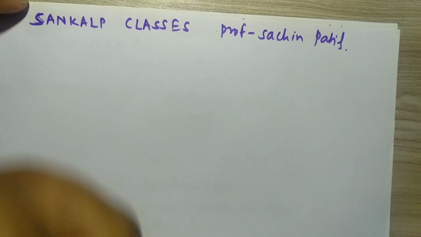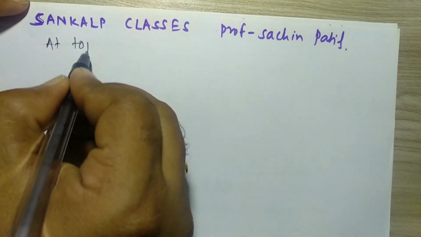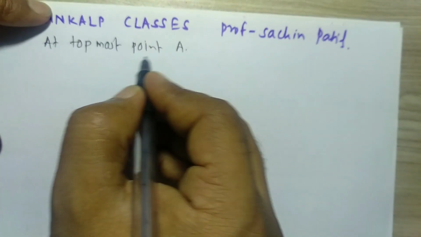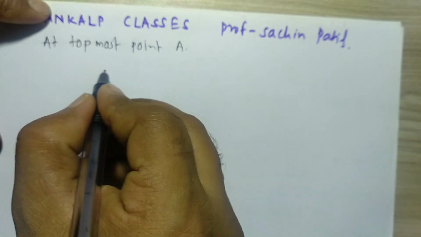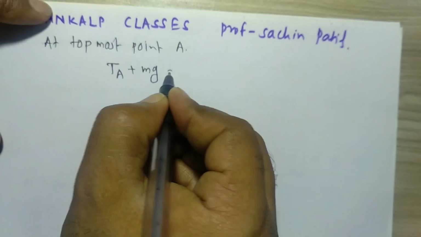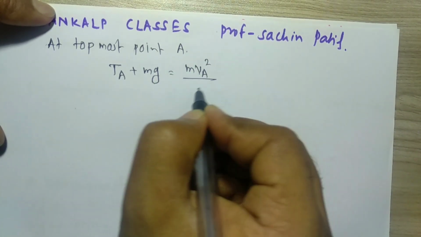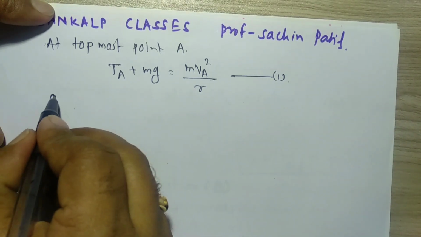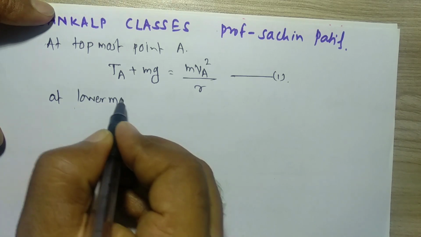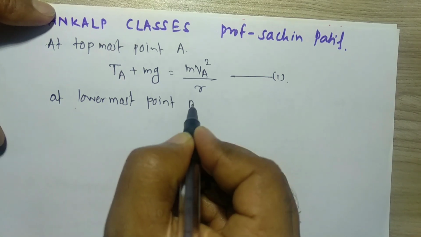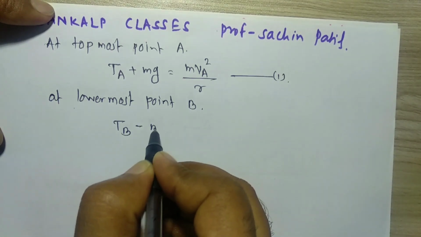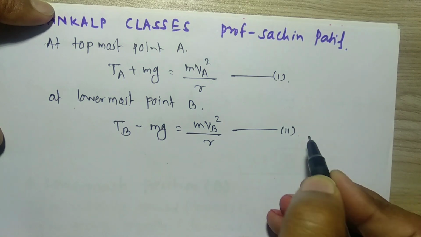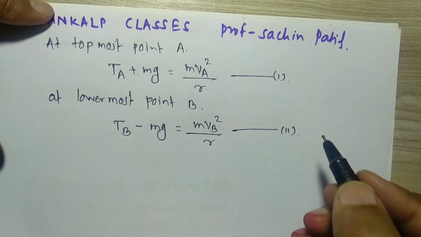At topmost or uppermost point, that is the point A, we know that the equation at topmost point is TA plus mg is equal to centripetal force, which is acting toward the center, mVA square divided by r. This is equation 1. Now at a lowermost point, that is point B, TB minus mg is equal to mVB square divided by r. It is equation 2.